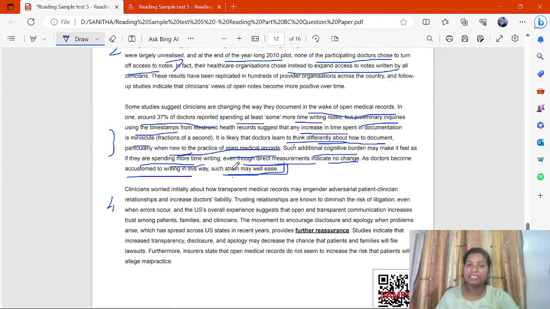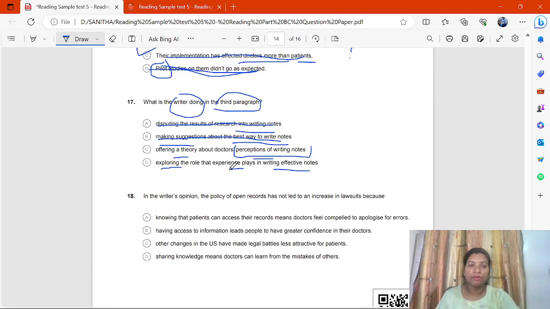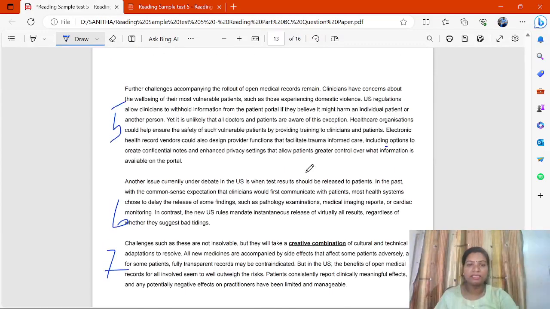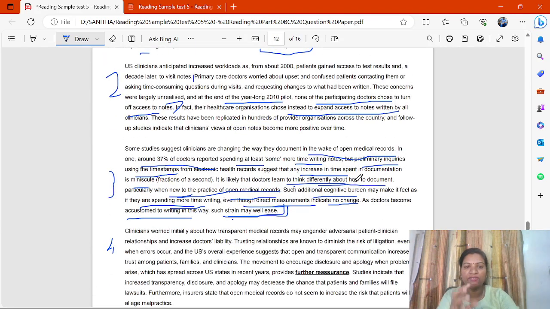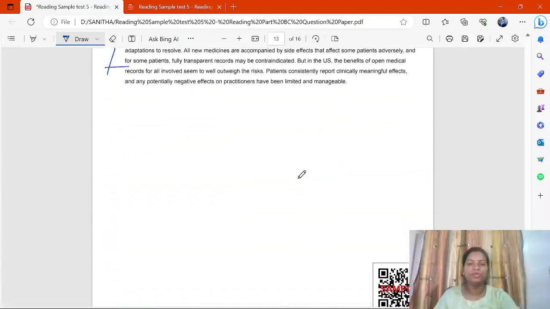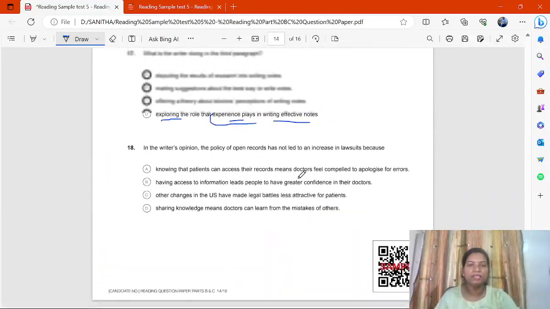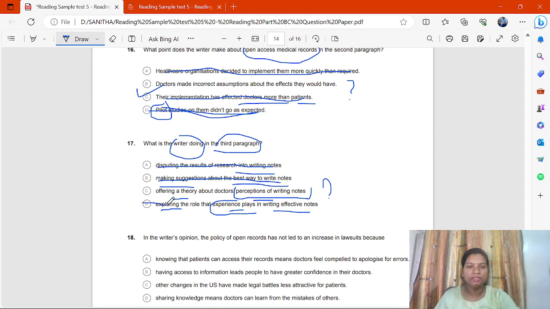See, the writer is suggesting something here. So we can take the option offering a theory about doctors' perception of writing. Also, he is suggesting something here. Now the option, exploring the role that experience plays in writing effective notes. Is it saying anywhere that experience plays a role in writing effective notes? Is it saying anywhere that more experienced people will write better notes? No. You can go through this option and find out anywhere it is matching. But it is not matching any sentence or any words here, so you can eliminate that option. You got it. We eliminate option four.